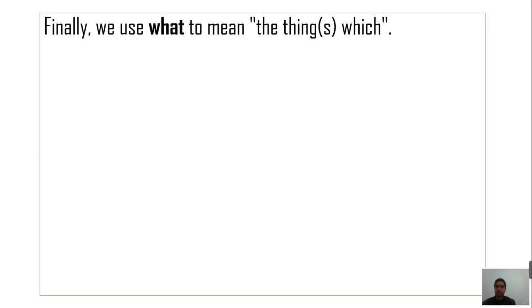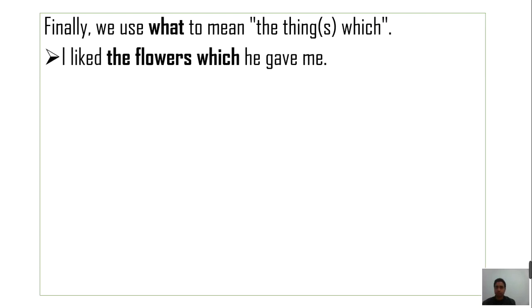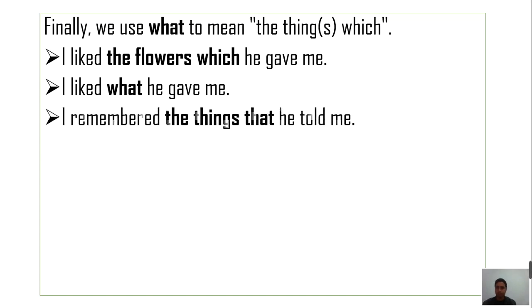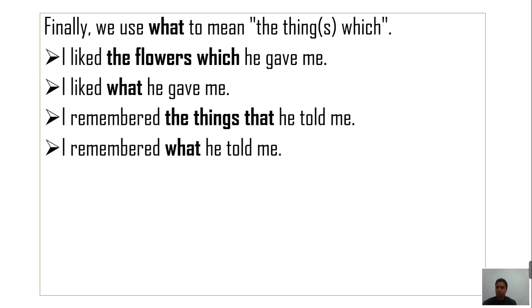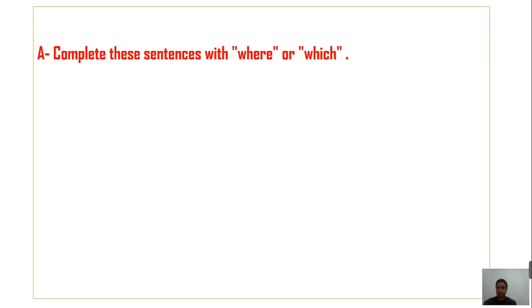So the last one we have here is what. What also can be used to relate sentences together. I liked the flowers which he gave me. I liked what he gave me. Instead of saying the flowers which, I liked what. Here I'm not referring back to the flowers, but I'm talking in general, what he gave me. I remembered the things that he told me. I remembered what he told me.